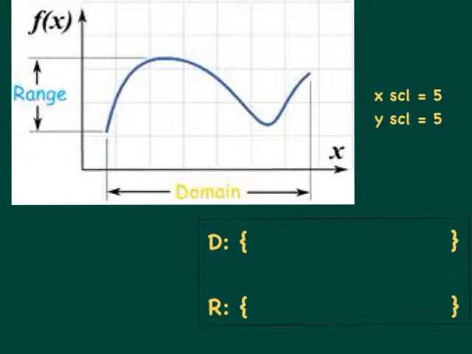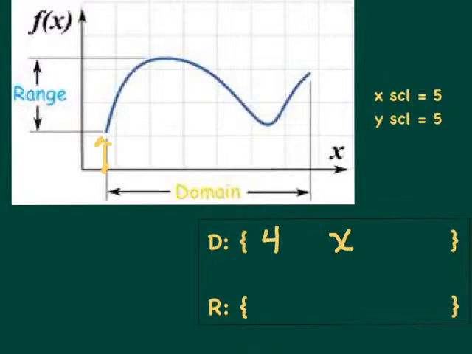Now let's look at a fun graph like this one for a little bit of a challenge. Notice the scales over there on the right. Each line, the x scale, equals 5. And the y scale, I made that equal to 5 also. So if the domain is all of the input, or x values, and the smallest value x can be right here is just under 5. So let's say it's about 4.